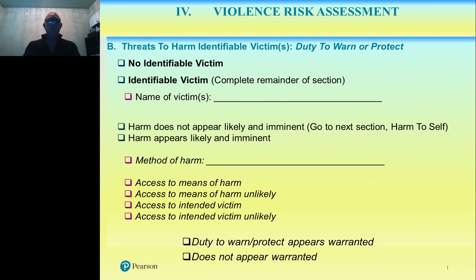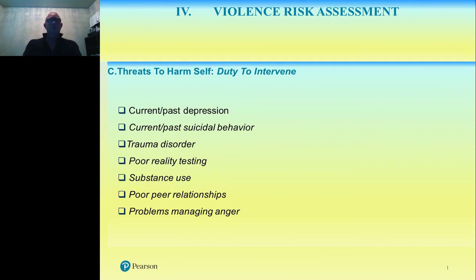So duty to warn, protect appears warranted or does not, based on your summary of these, okay? So what's your duty to intervene, okay? Threat to harm, duty to intervene. Is it current or past? This is under the risk of the student now, or the child.